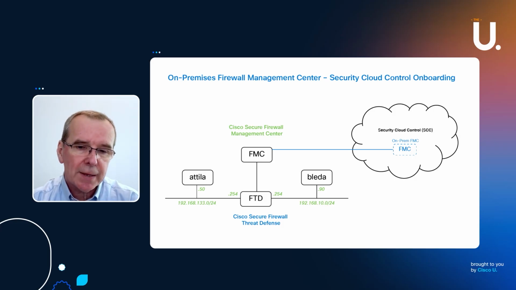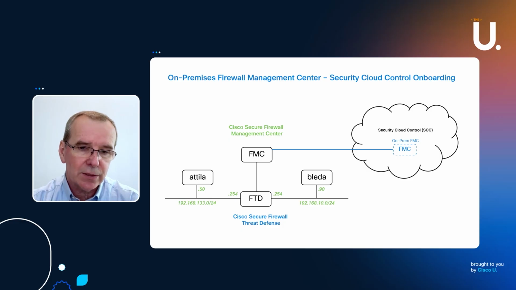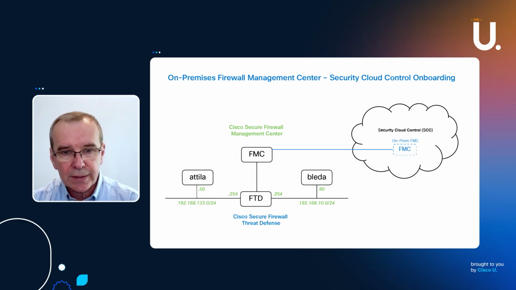So the demonstration which I'm about to give consists of a management center and firewall represented by FMC and FTD, where the firewall is in routed mode and connecting the two networks, the 133 network and the 10 network, where there's a host called Attila on one and a host called Bleda on the other. The reason for having those hosts in this demo is that I can show you the event analysis prior to the onboarding process and also after that process once I've completed the onboarding.